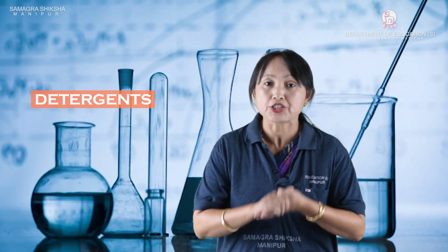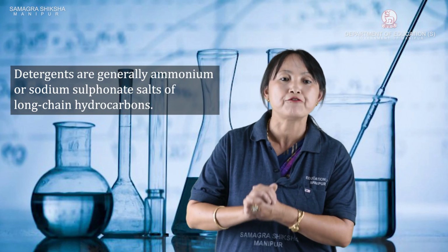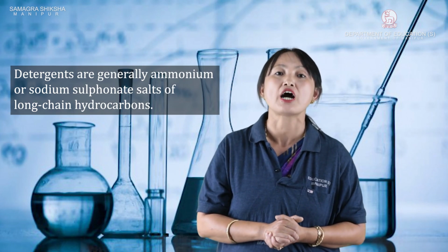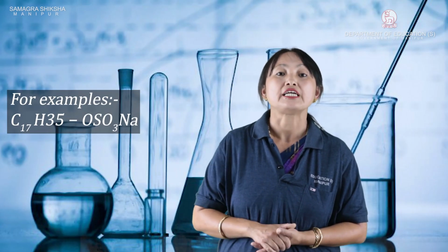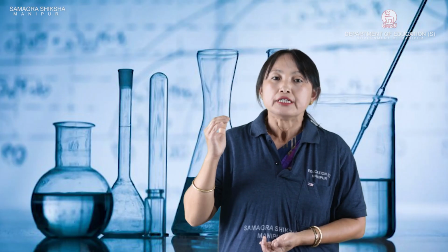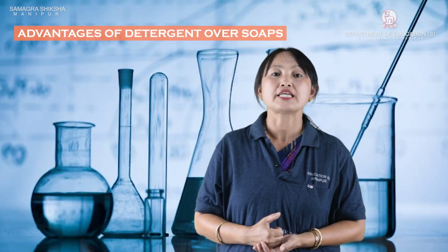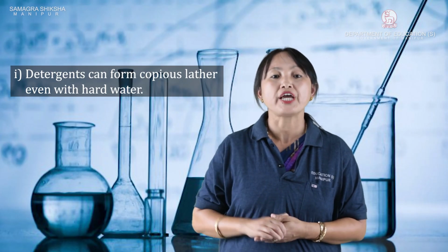Now, what about detergents? Detergents are generally ammonium or sodium sulfonate salts of long chain hydrocarbons. For example, C17H35OSO3Na is a detergent composition. Now, let's see the advantage of detergent over soap. Now, detergent can form copious lather, plenty of lather even with hot water. So, it washes cloth more effectively as compared to soaps.